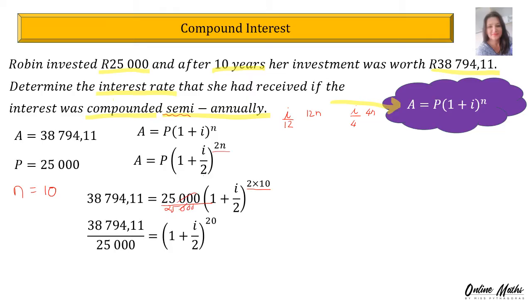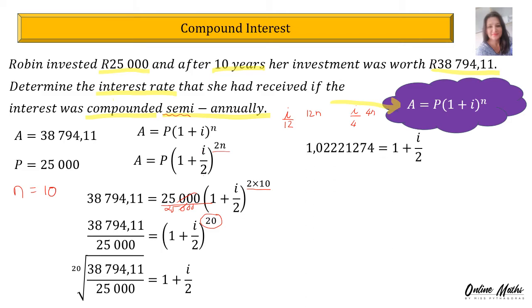Remember, there's no rounding off inside your sum. So what you're going to do is you're going to leave this one, and then you're going to get rid of this to the power of 20 by taking the 20th root on your calculator. And you work that out, no rounding off, you write that whole thing down. And then equals, and the 1 will go across and it becomes minus 1, which gives you 0.0222, etc.